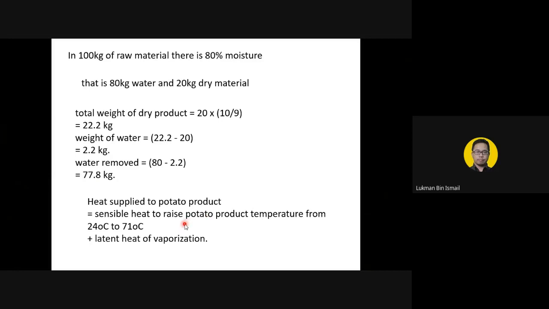Heat supplied to potato product, sensible heat. What is the heat that will be supplied to the potato product so that water will be evaporated? It is the sensible heat to raise the potato product temperature from 24 degrees Celsius to 71 degrees Celsius. The air temperature will be the same as the potato temperature. It is 24 degrees Celsius, not 21 degrees Celsius, up to 71 degrees Celsius, plus the latent heat of vaporization. The amount of heat required is the heat to raise the temperature and also the heat required for vaporization.